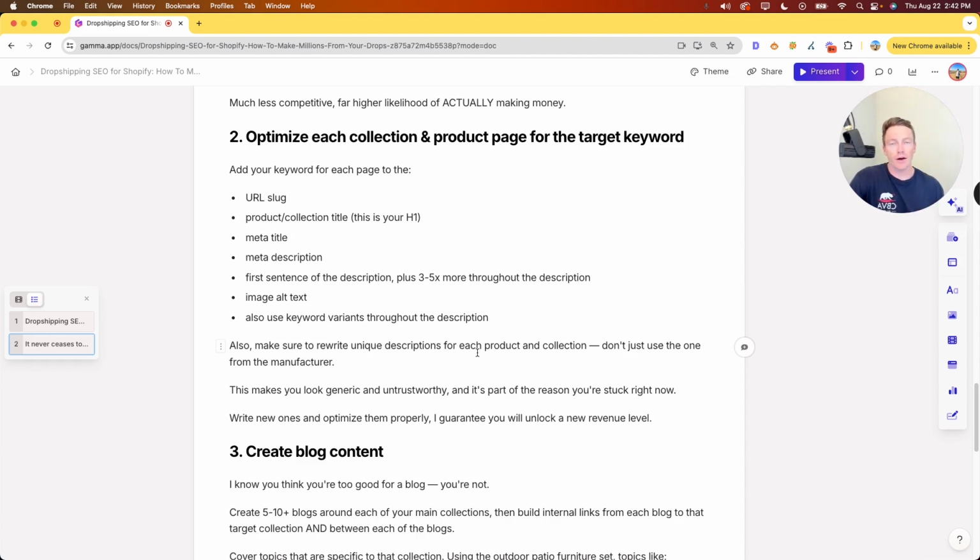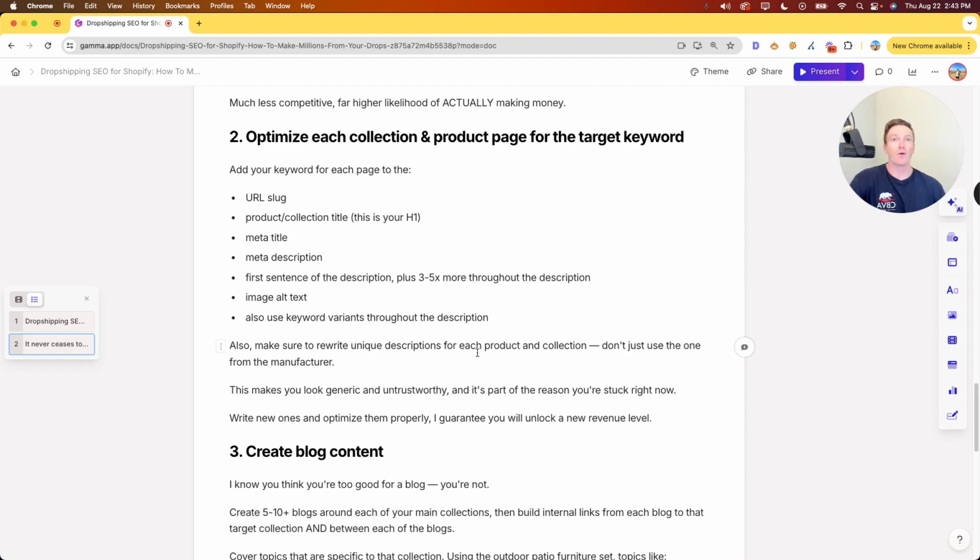That's like once every 100 words, maybe twice every 100 words. So let's say 3 to 5 times in total throughout the rest of the description. Assuming you have an image on the collection page and also obviously you have product images, use it and all the variants in your image alt text, and then also use keyword variants throughout the description.